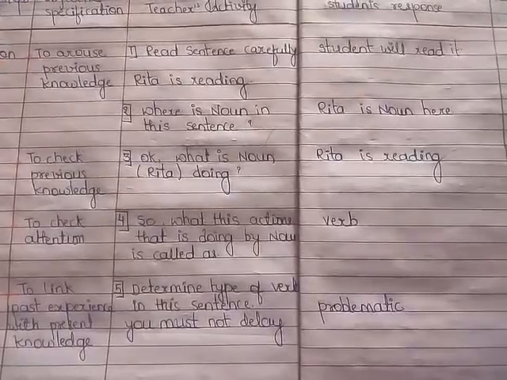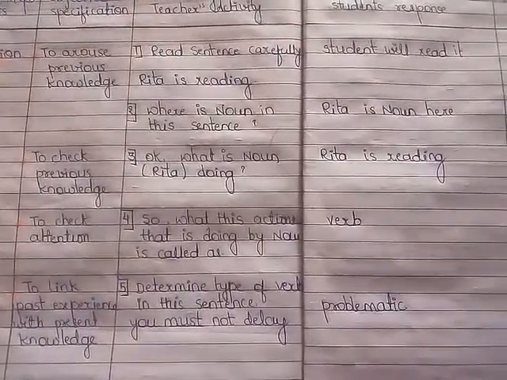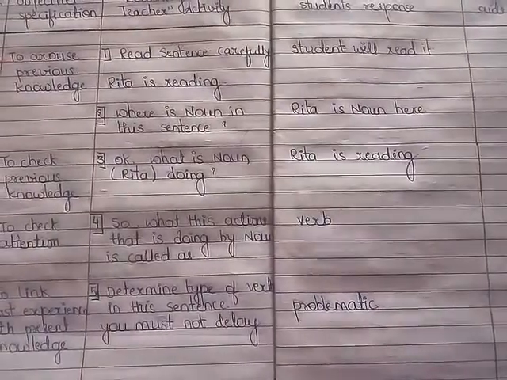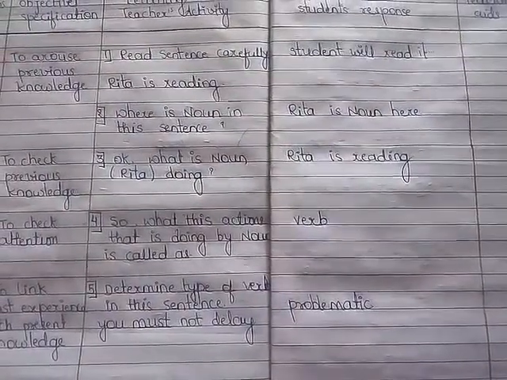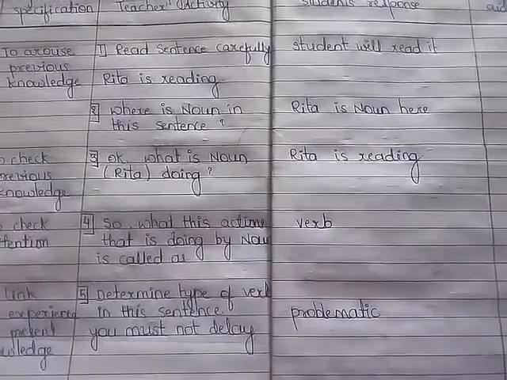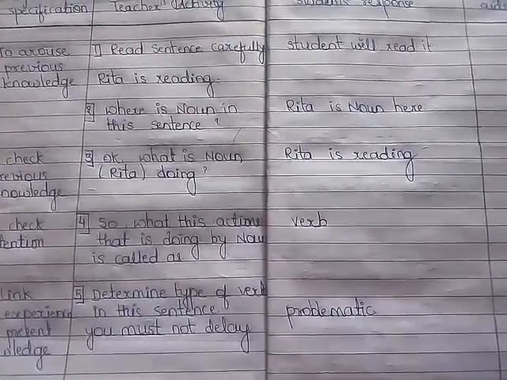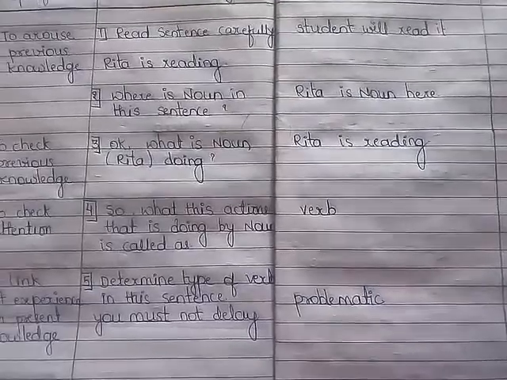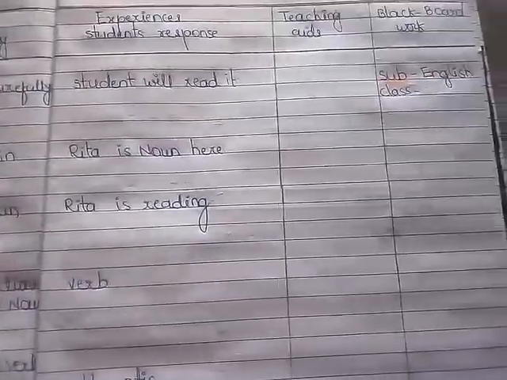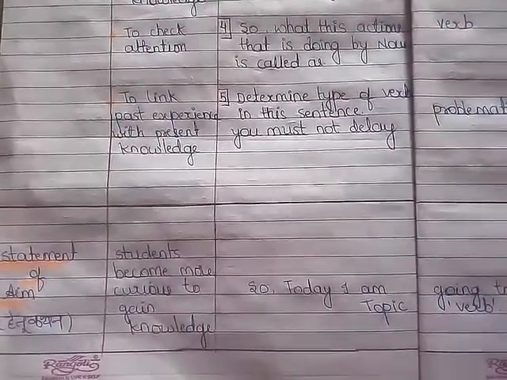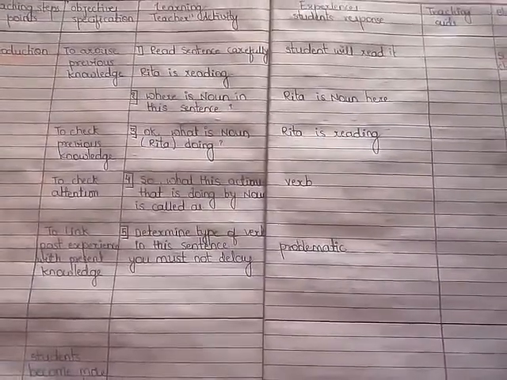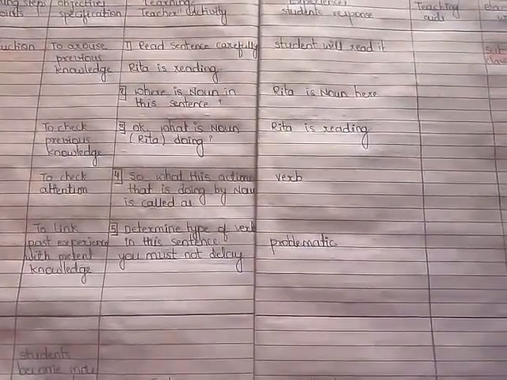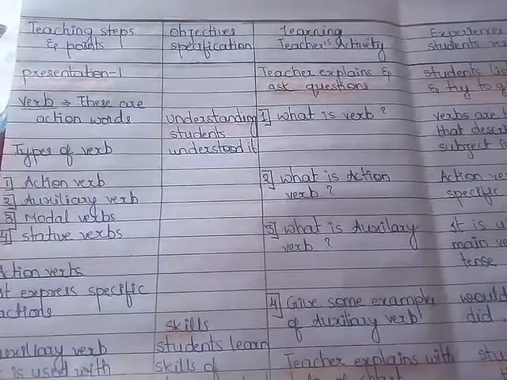Third question would be, what is noun doing in this sentence? Then student will answer that noun, or Rita, is reading. Fourth question would be, what is this action that is done by noun called? Then they will answer verb. Then we have to give the last question: determine which type of verb is used in this sentence. You must not delay, so it would be problematic. Student cannot answer this. And after that we have to give our statement of the aim, that students, today I am going to teach you verb and its types.